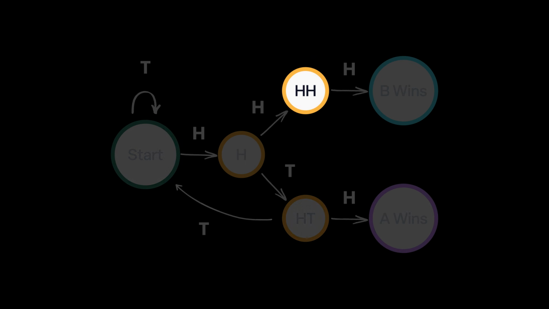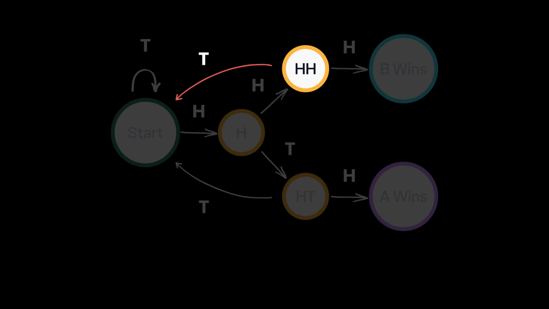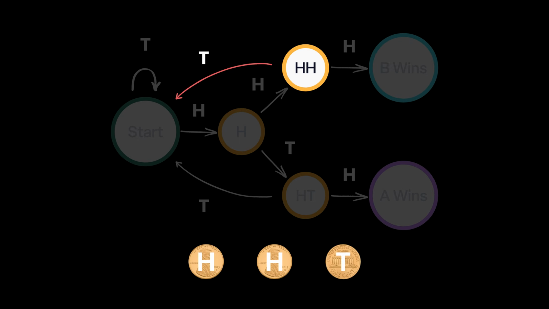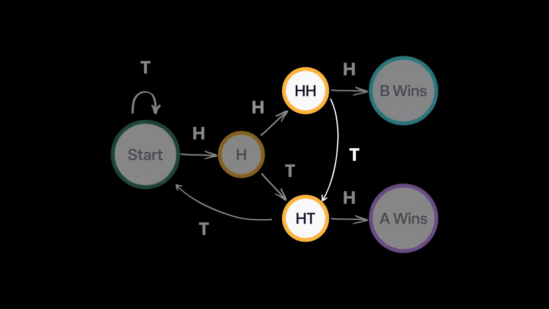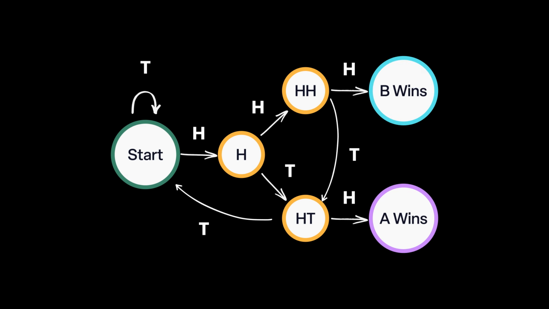Finally, look at state HH. If we get a tails, should we go back to the start? No! Our last 3 flips were HHT. That means our last 2 flips were HT. So we should draw an arrow to HT. That completes the diagram. What matters are the probabilities, so let's change every arrow to show probability 1/2.